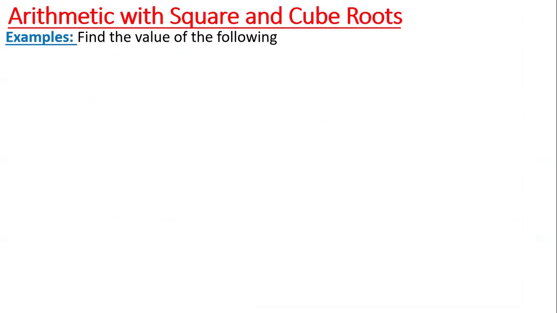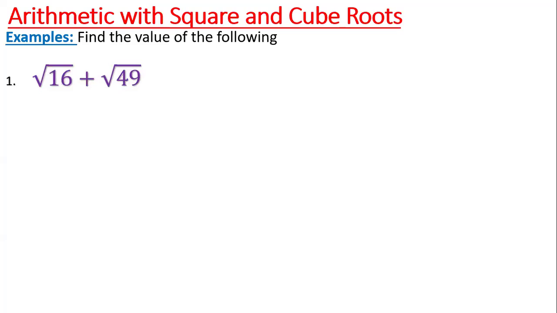Now we're going to be looking at arithmetic with roots. The idea here is that we want to find the value of the following. First of all, we have number 1: the square root of 16 plus the square root of 49. I want us to figure out the answer. Does anyone have an idea of how we could do this? 4 plus 7? 4 plus 7? 11.